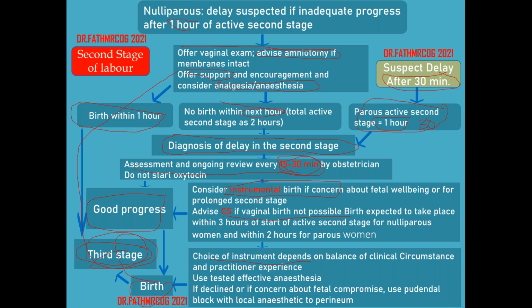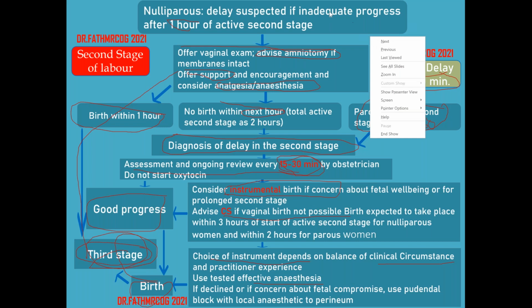The choice of an instrument depends on the balance of clinical circumstances and the practitioner's experience. Use tested effective analgesia, and if declined or if concerned about fetal compromise, use a pudendal block with local anesthetic to the perineum. If there is confirmed delay, you should assess every 15 minutes. If no birth, consider instrumental delivery or advise cesarean section. This is about how to manage the patient with suspected delay in the second stage of labor.